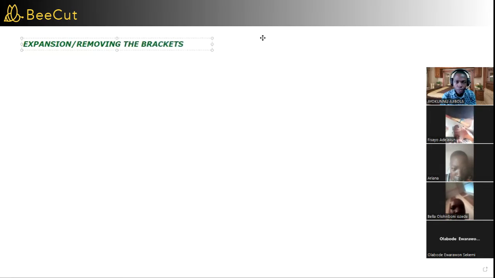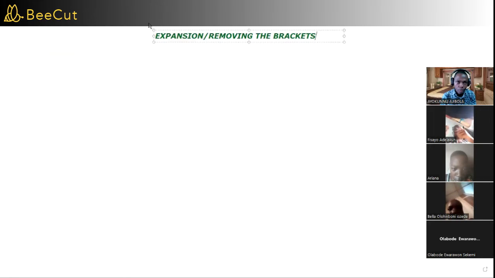When you see expansion, it simply means you'll be given some brackets and you'll be expected to remove the brackets. So instead of saying expansion, you can just call it removing the brackets. So removing the brackets in mathematics, expansion or removing the brackets. So we'll be looking at a couple of examples now so that when you see your own classwork.